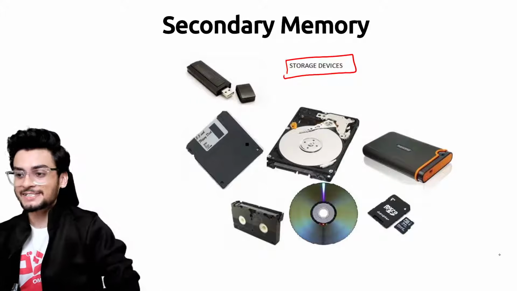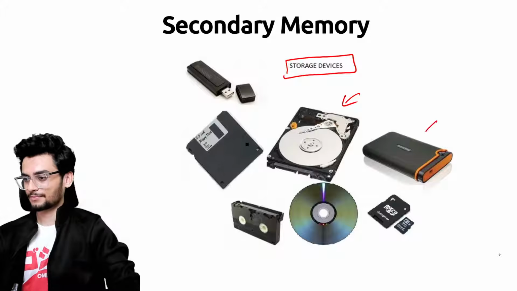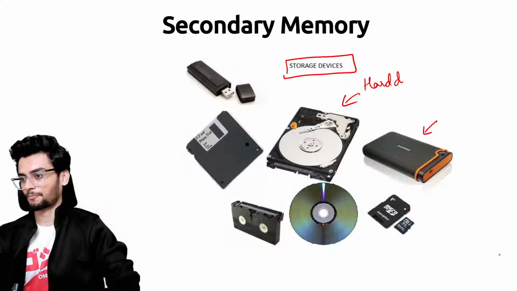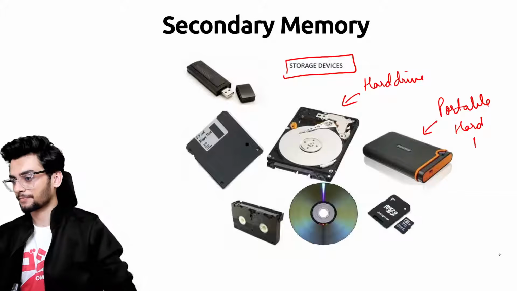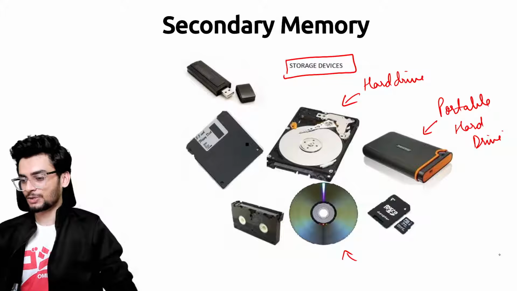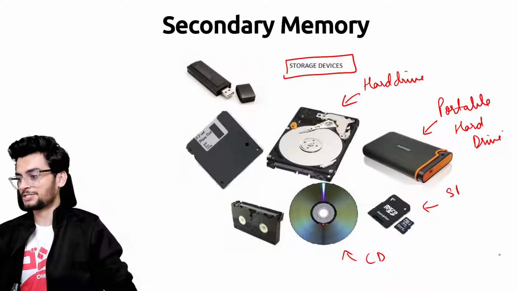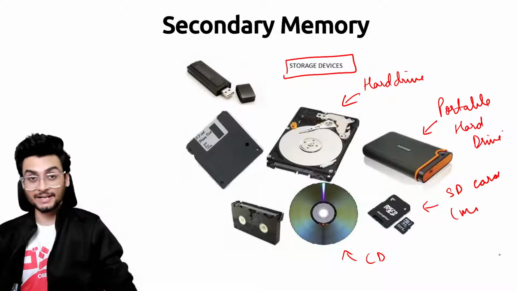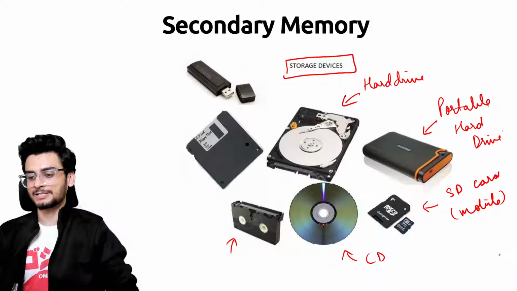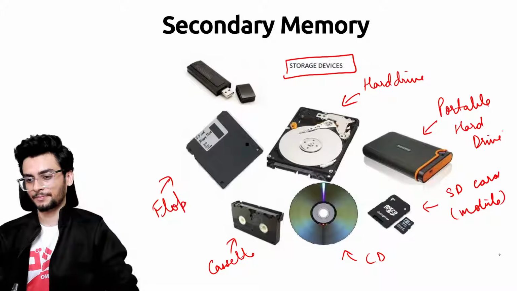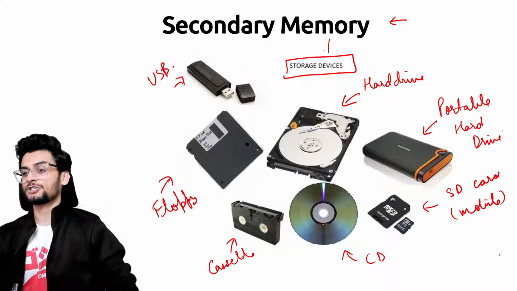The kind of storage devices that you have are hard drive, this is portable hard drive. Now portable hard drive is something which you can carry everywhere, right? This is known as a CD, this is known as an SD card जो आपके generally mobile devices में use होता है. These are kind of an older generation's secondary memories. This is a cassette. This is a floppy. And this is a USB drive. All right. So ये जो चीज़ें हैं आपका चीज़ें store करने में use होती हैं.